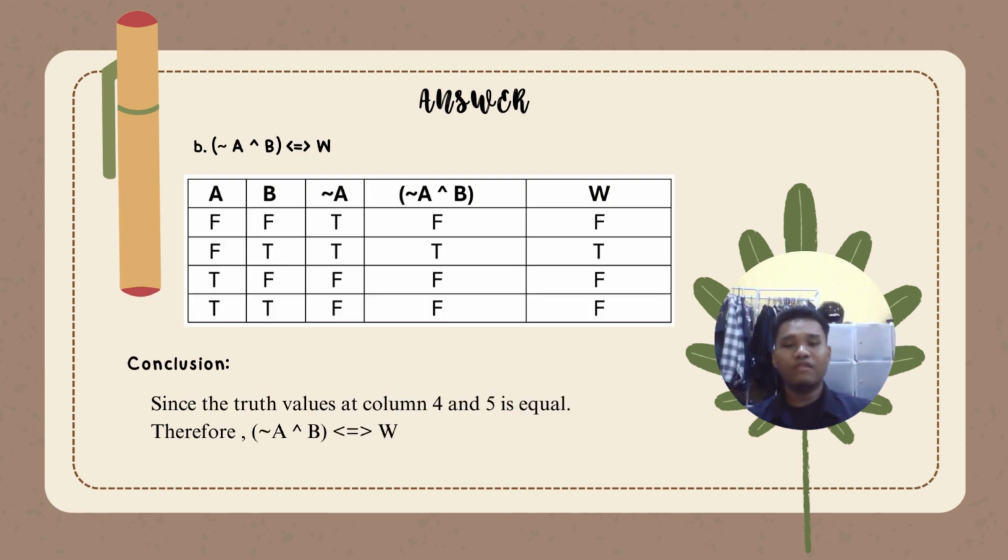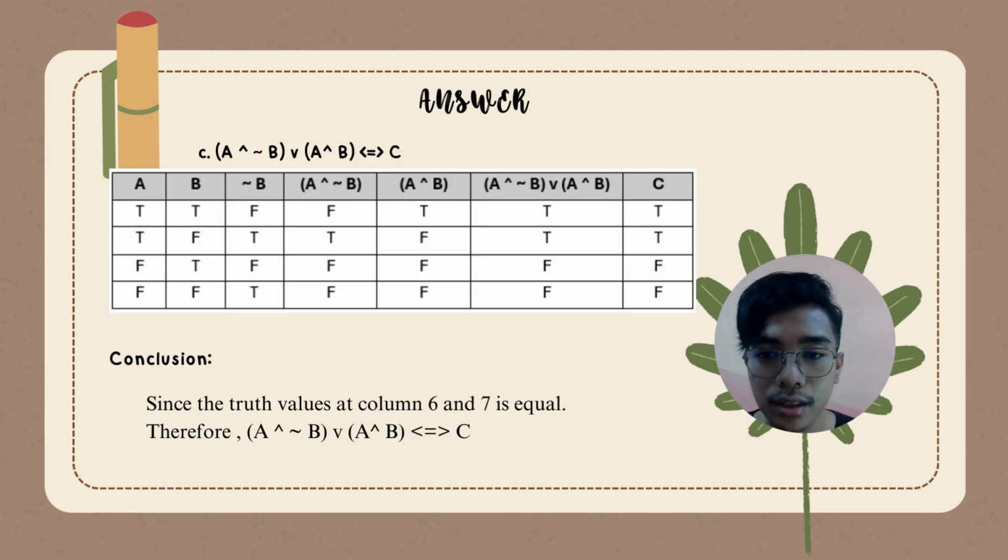So this is the answer for question B, which is not A and B logically equivalent with W. This is the way to solve that. For A, the truth value is false, false, true, true. For B, true, false, true, false. Not A, true, true, false, false. Not A and B, false, true, false, false. For W, false, true, false, false. So the conclusion, since the truth value at column 4, which is not A and B, and column 5, which is W, is equal, therefore not A and B is logically equivalent with W.